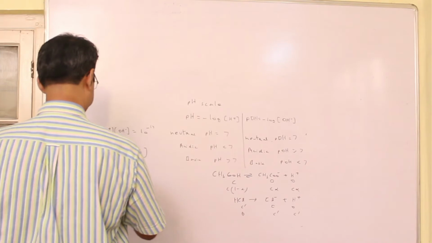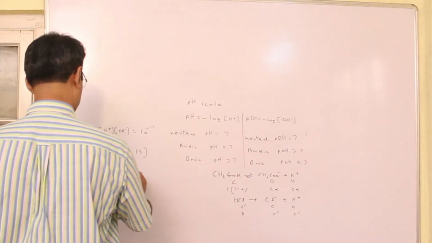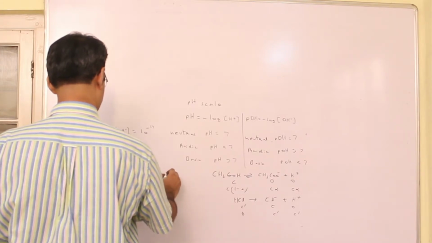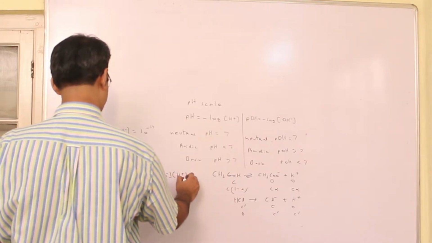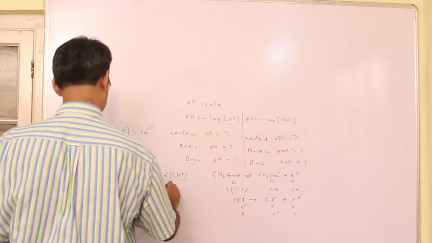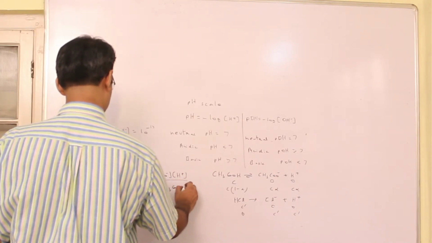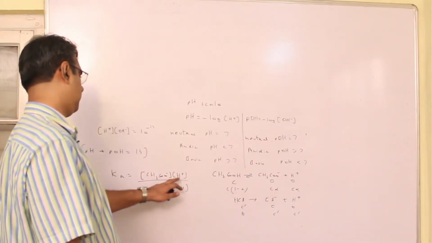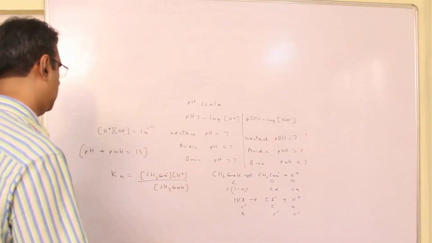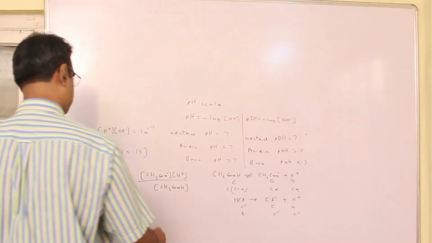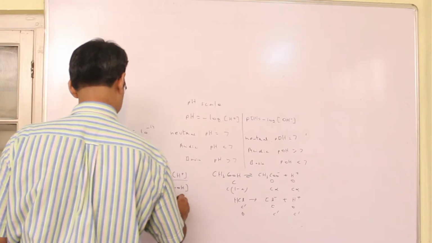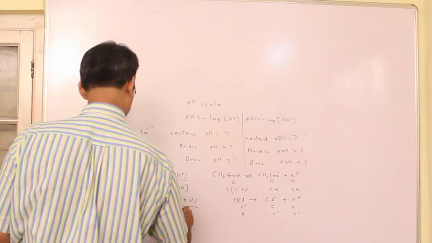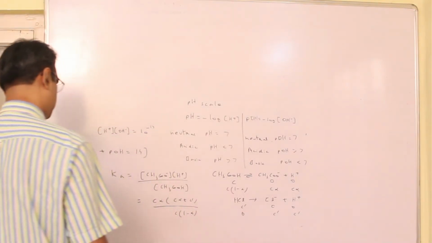Now in this reaction, we can say that the equilibrium constant, rather the dissociation constant, is equal to the concentration of acetate into the concentration of H plus by the concentration of acetic acid. So this is coming as C alpha into C alpha plus C dash by C into 1 minus alpha.